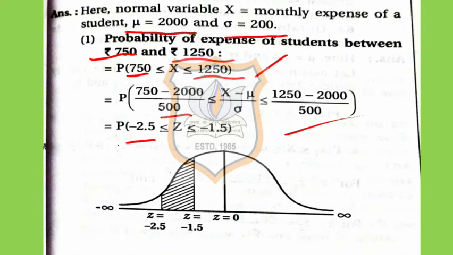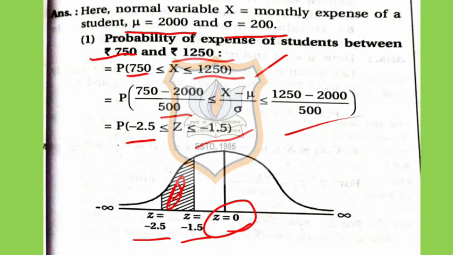1250 minus 2000 divided by 500 will be minus 1.5. So we have to find the probability minus 2.5 less than or equal to z less than or equal to minus 1.5. Now let's draw the graph. The central value will be z equal to 0. Both values are negative, so minus 1.5 will be the first value and the second value is minus 2.5. Now we have to find the area between the standard normal curve between the points minus 1.5 to minus 2.5.